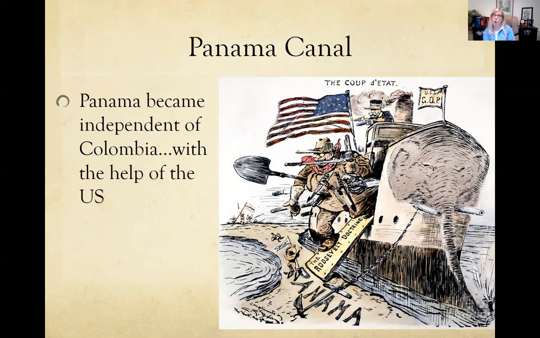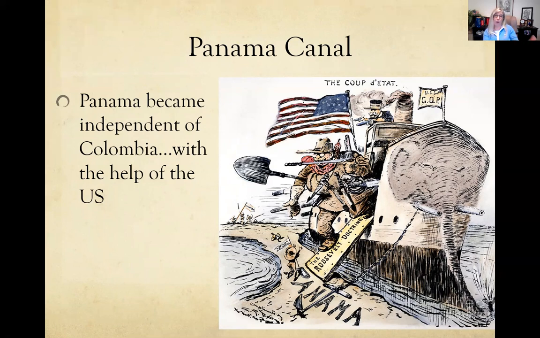And he decided, well, what if the Panamanians that aren't happy about being a colony of Colombia, what if they became an independent nation with the help of the United States? Then we could acquire the strip of land that we need from Panama, who would then be an independent nation. And that's exactly what happened. Panama became an independent country. The United States is backing them.